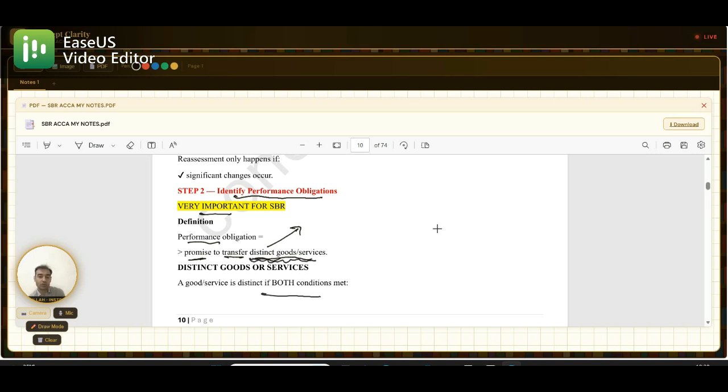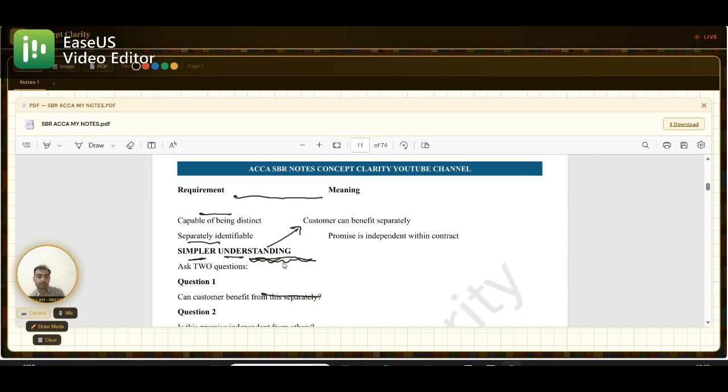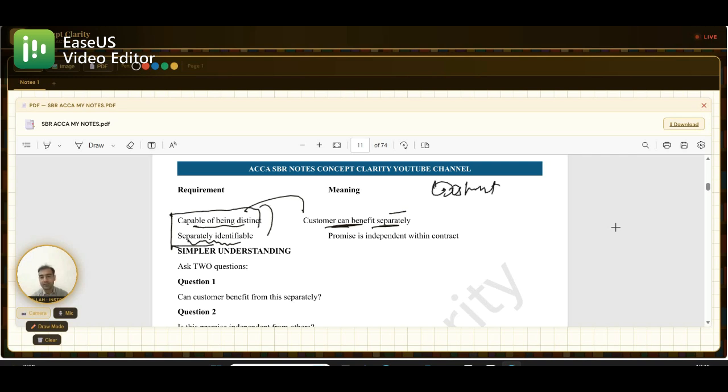Now what are the conditions? Here we have two conditions. The first one is that these goods are capable of being distinct, which means that the customer can benefit from those goods separately. And the second one is separately identifiable. So if both of these conditions are met, then it means that the goods or services are distinct.